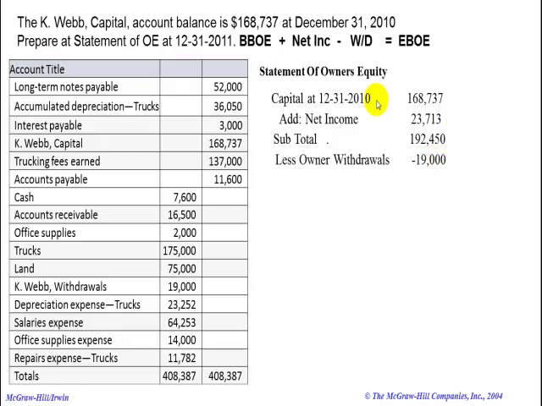You subtract out the withdrawals by the owner of 19,000, which are on here. Let's see, where are they at here? Looks like they're right there. Then you end up with the ending capital balance at 12/31/2011, 173,450, and you're finished with this part.